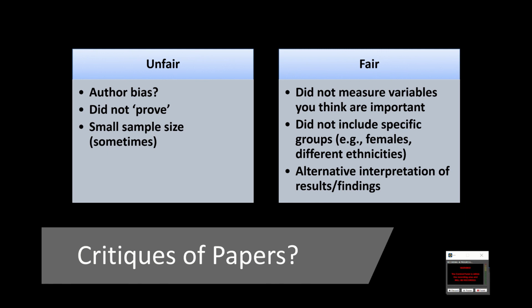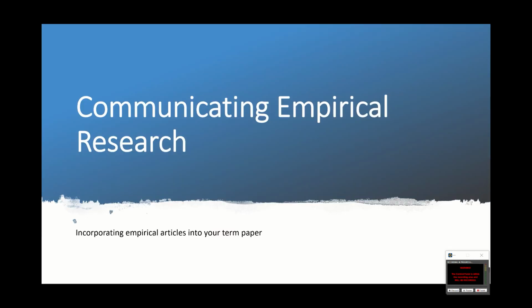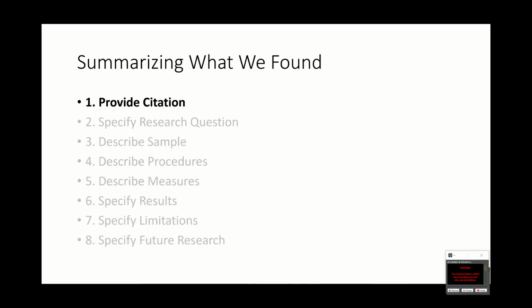So how will you communicate what you've read into your term paper? You want to keep this relatively short. You don't want to be writing 2 pages on what a particular study found. Remember, you've got to write summaries for 4 empirical articles, so you want to be able to write all of this in about 1 paragraph for each of the 4 articles. You want to do basically 8 things in your paragraph.